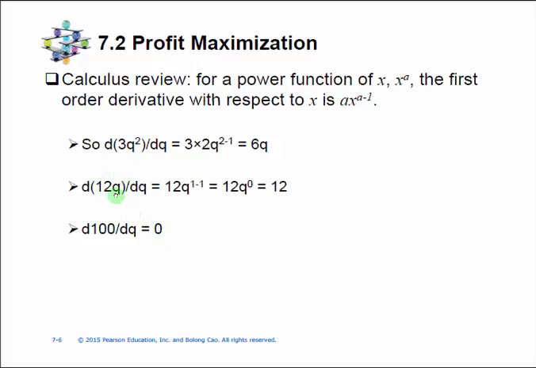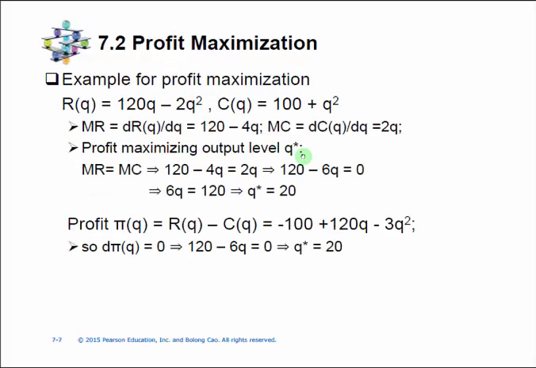Now 12 times Q, right? If I change Q by 1 unit, 12 times Q changes by 12. So that's why the first order derivative is 12. Okay, now with these formulas, we can proceed to consider our profit maximization calculations.